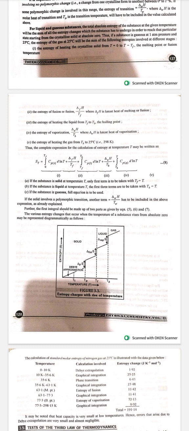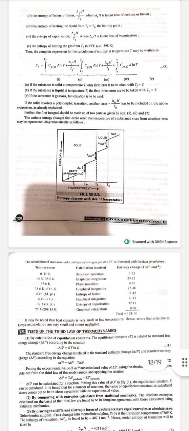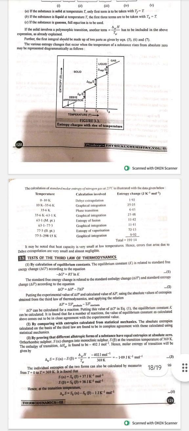First, the entropy of heating the crystalline solid. Second, the entropy of fusion. Third, the entropy of heating the liquid. Fourth, the entropy of vaporization. Fifth, the entropy of heating the gas. If the solid involves a polymorphic transition, another term has to be included in the above expression. Further, the various entropy changes that occur with the rise in temperature of the substance are represented diagrammatically. This is the diagram for entropy change with the rise of temperature.